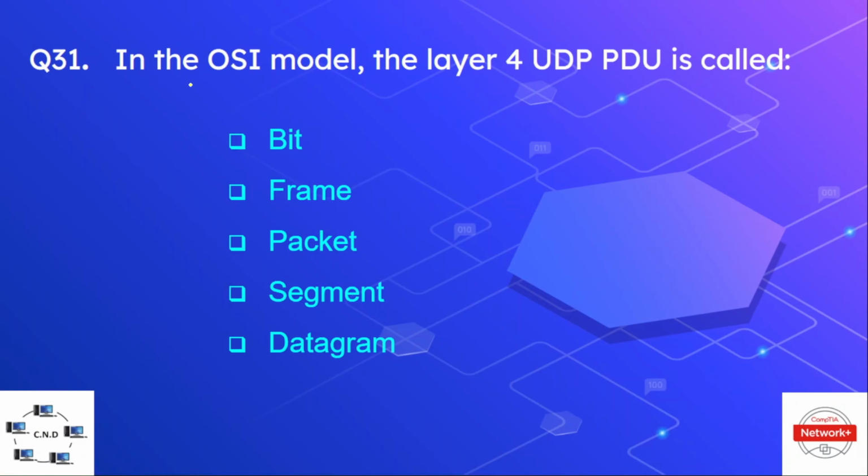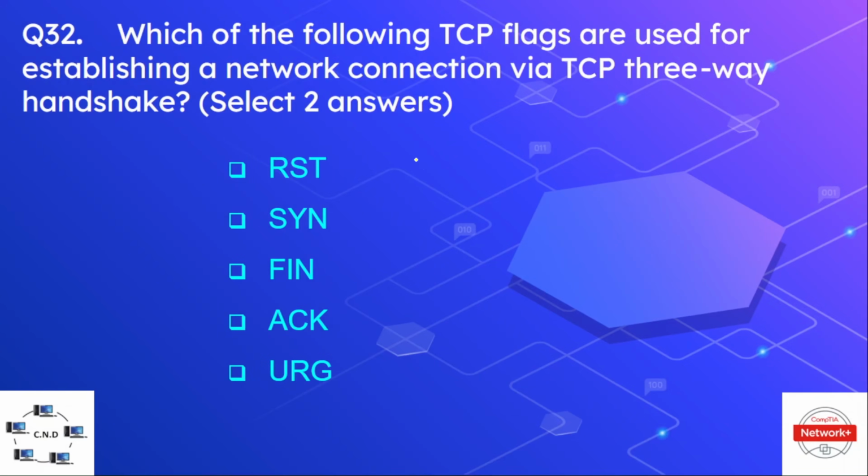Question number 31 is: in the OSI model, the layer 4 UDP PDU is called, and again the options are bit, frame, packet, segment, and datagram. The correct option is datagram. For TCP it is segment. For UDP it is datagram.